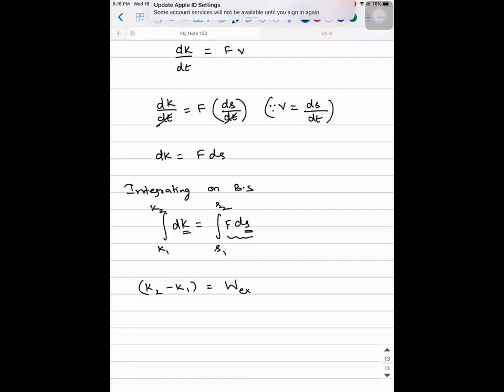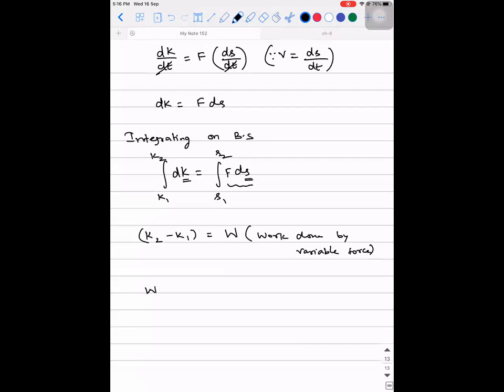This is the work done by variable force. So work done will be equal to change in kinetic energy. So this is also called the work energy theorem.